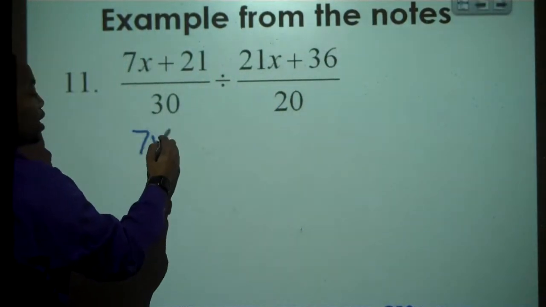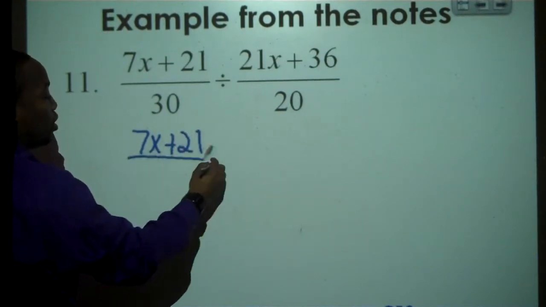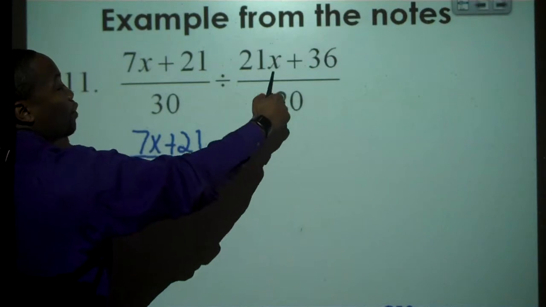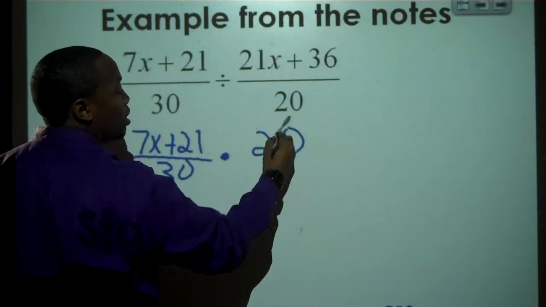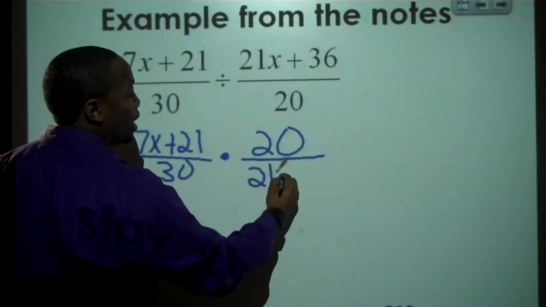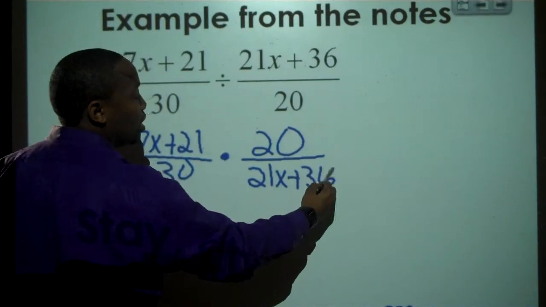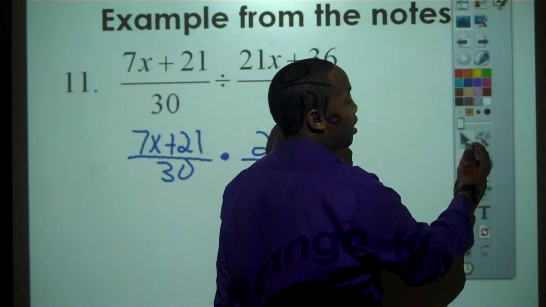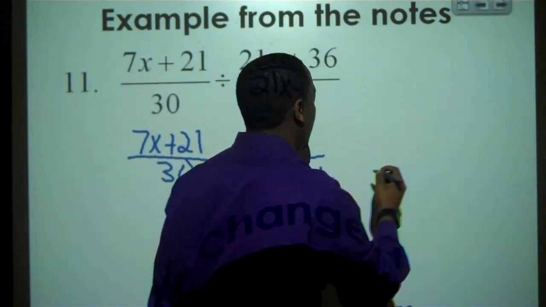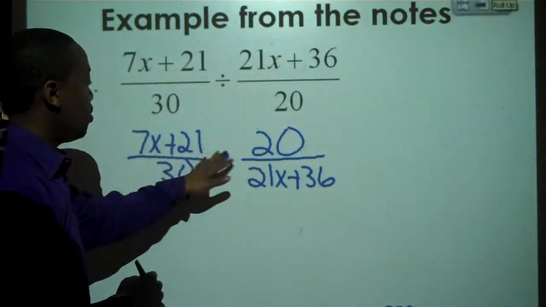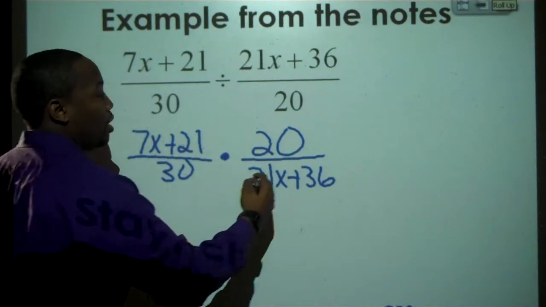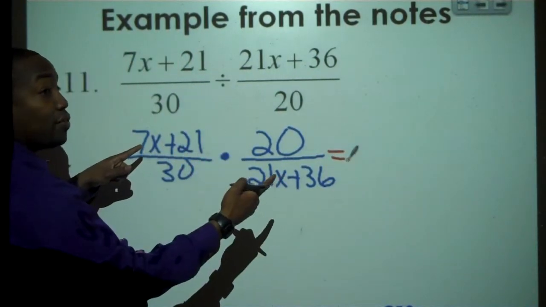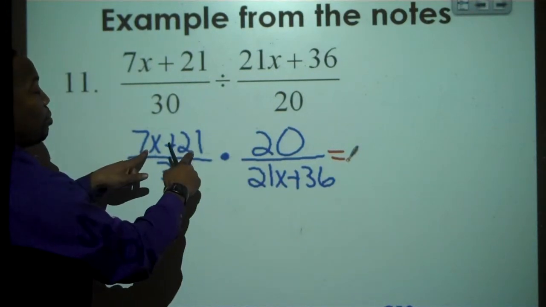So you get 7x plus 21 over 30. We want to keep this, change this to multiplying, and flip this. So this will be 20 over 21x plus 36. Now, the first thing I want to do is look to see where I can factor this out. This is a binomial, so I know I can use either GCF or difference of perfect squares. So what do I pull out of here?